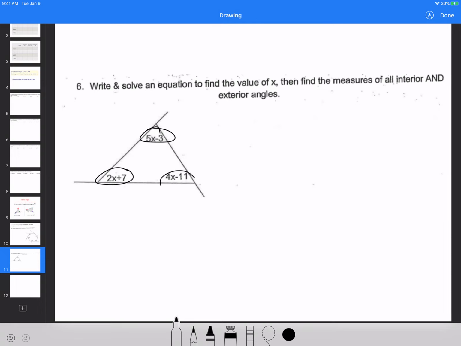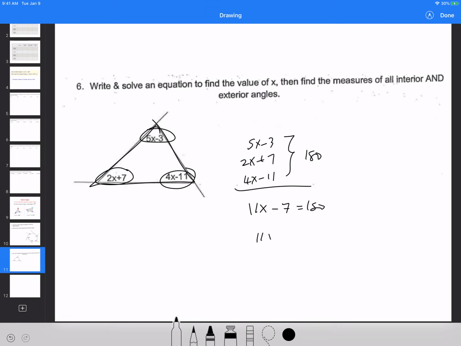And if you're given any equation, don't panic. Just combine the x's together, combine the numbers together. Write an equation to find the value of x, then find the measure of all interior and exterior angles. 5x minus 3, 2x plus 7, 4x minus 11. What do they have to add to give you? It's a triangle, so it's 180. So 11x minus 7 is equal to 180. 11x equals 187. X is equal to 17.